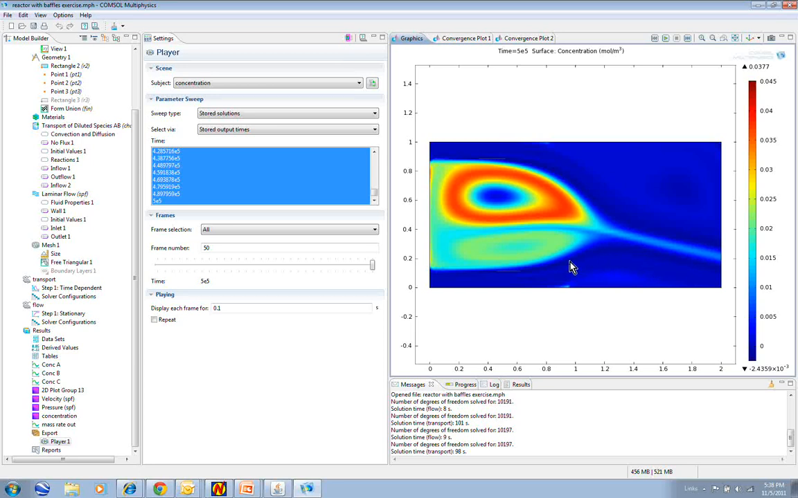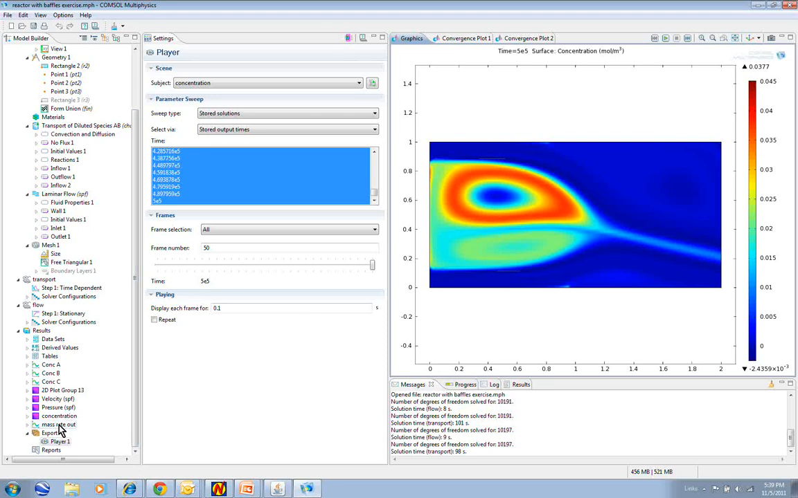So, a much different pattern than I was expecting. I thought this is where the action would be, but as it turns out, because of the slow reaction rate, the main concentration of compound C is right here in these two eddies that are formed between the two inlets.